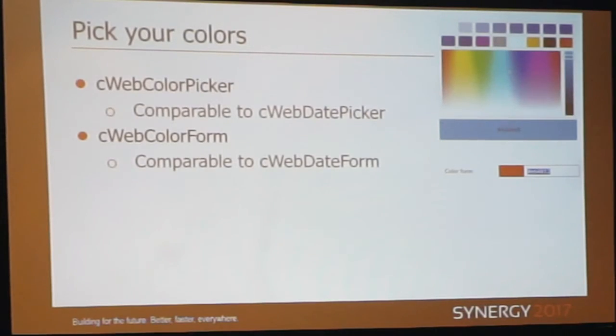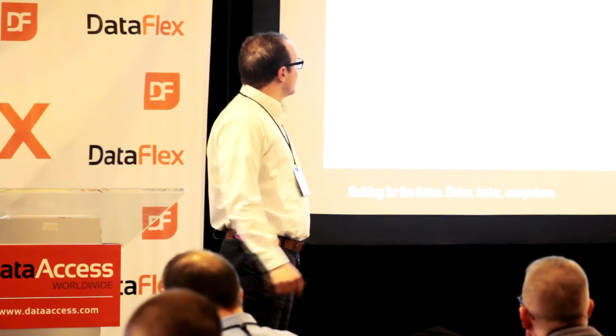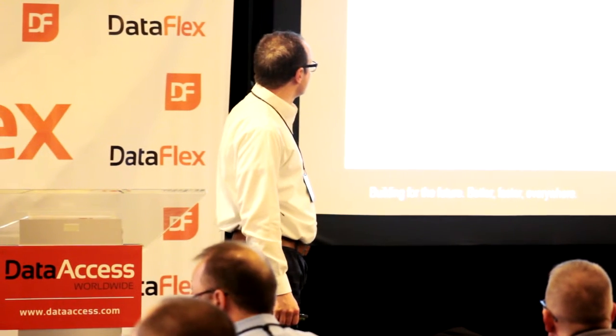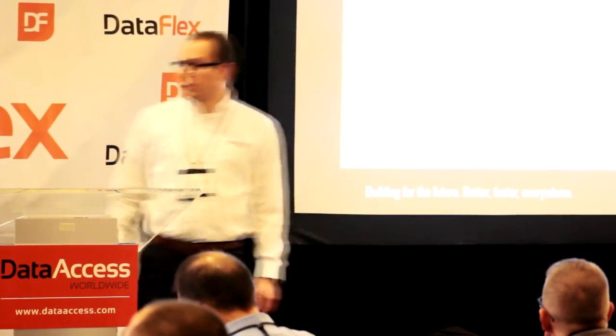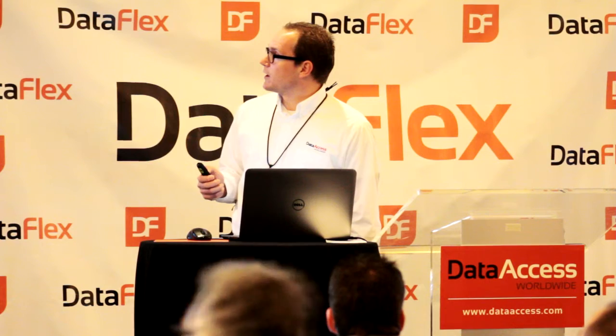It will pop up a little floating panel that allows you to pick the color. It actually supports palettes, so you can add a palette of colors that it will show. And yeah, if you want to let your user pick colors, then you have a way of doing that now.